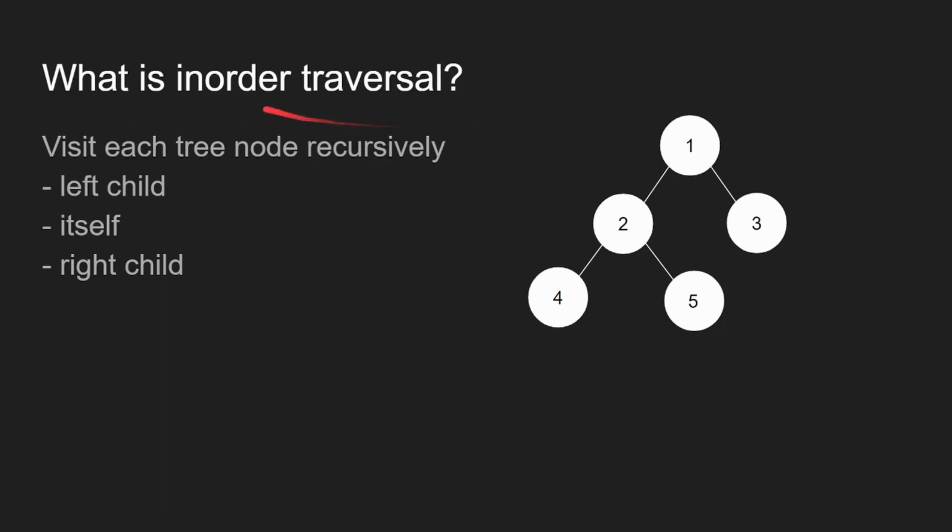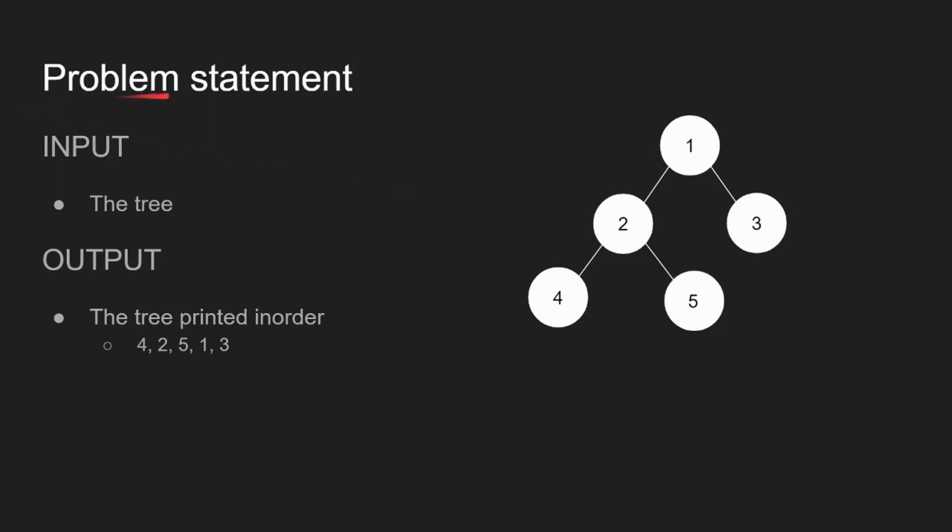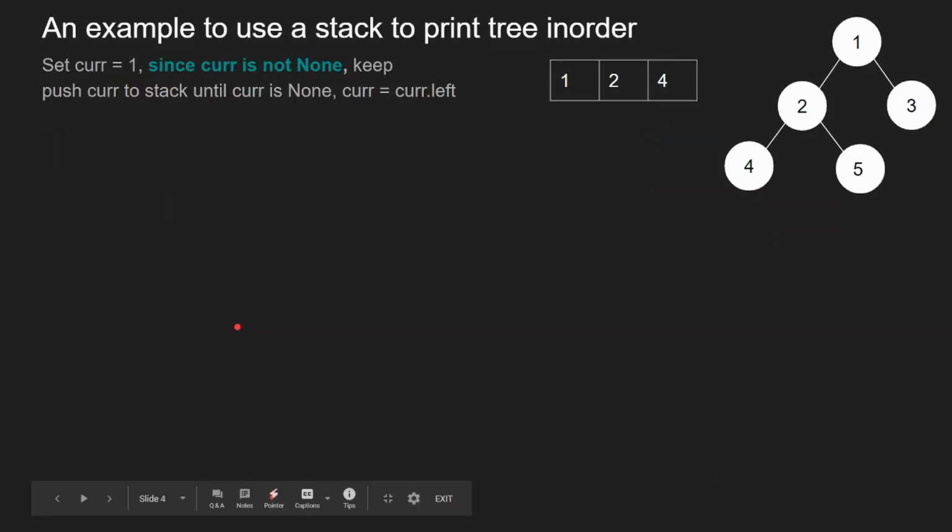What is in-order traversal? You visit each node recursively, going from the left child to itself to the right child. The problem statement is: the input is the tree, and the output is the tree printed in order. The order would be 4, 2, 5, 1, 3.